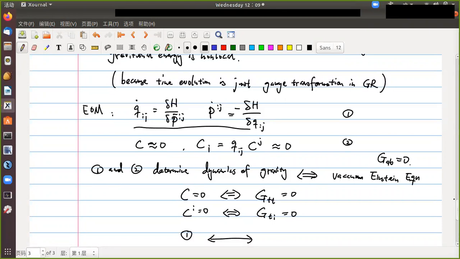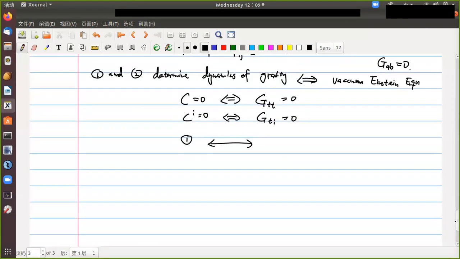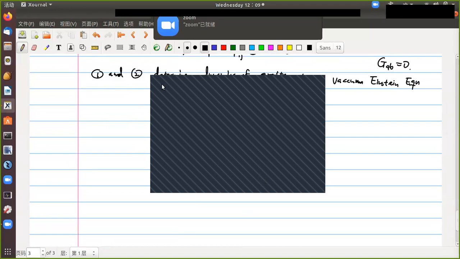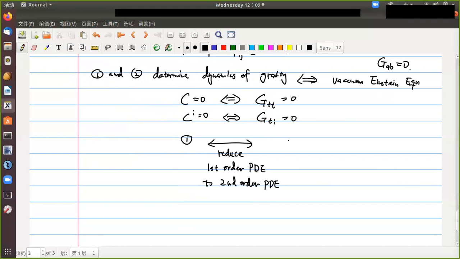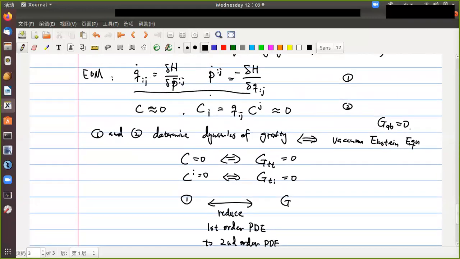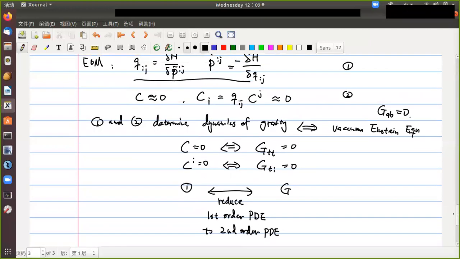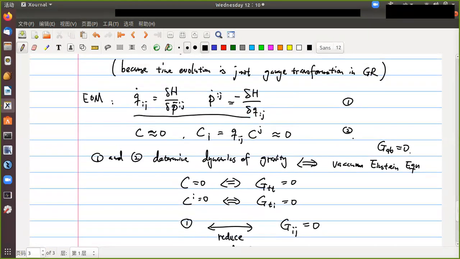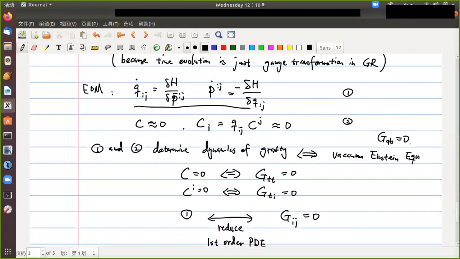But of course the equations of motion are equivalent. You can reduce from the first order differential equations of q and p back to second order differential equations. So suppose you reduce first order PDE to second order PDE, and the result is the Einstein equation. Again, if you reduce from first order to second order differential equations, you get the Einstein equation, the ij components of the Einstein equation. So the point is that equations 1 and 2 are completely equivalent to the vacuum Einstein equation. And what is good about it?